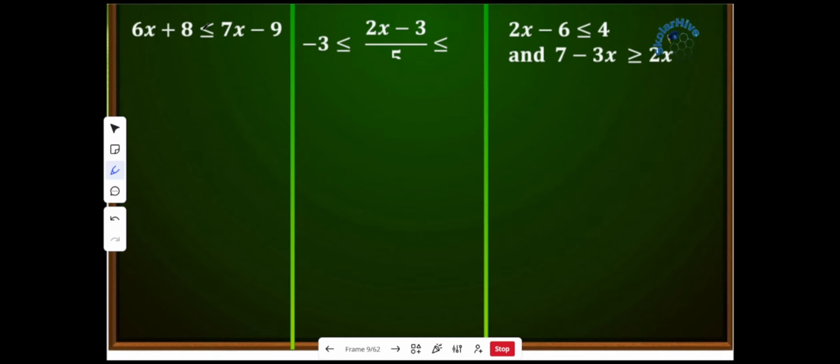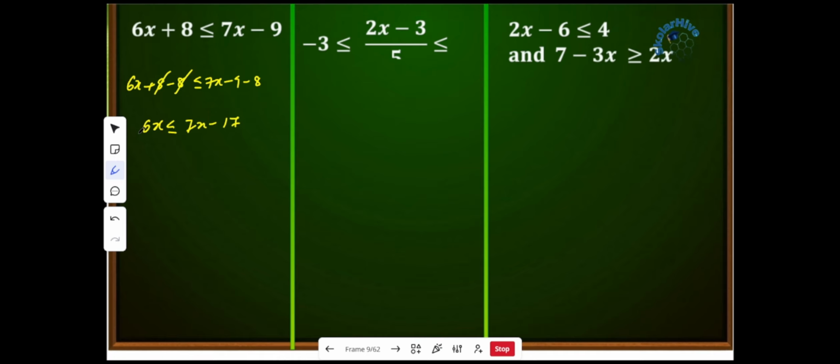Here 8 is in plus, so by subtracting 8 from left as well as right, that will eliminate the 8 over here. So this is 6x plus 8 minus 8 less than or equal to 7x minus 9 minus 8. While we subtract the same quantity on either side, the inequality sign will not change, and because of doing this we are able to eliminate 8 from the left. Now we're left with 6x less than or equal to 7x minus 17.